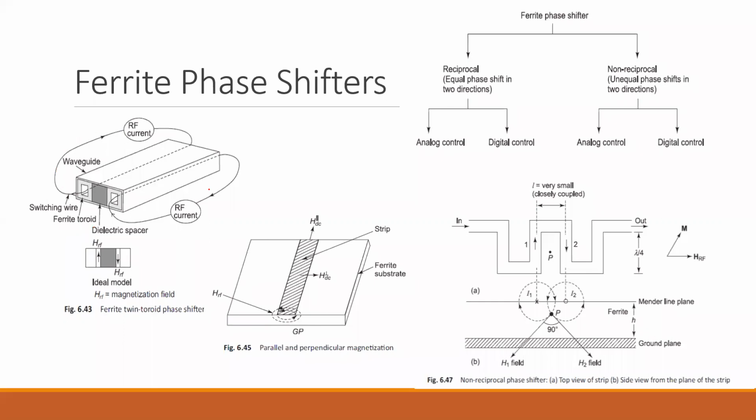Due to these things, you will be introducing a phase shift using the ferrite material. It is because of the resonance field introduced in these kinds of devices. In association with this, there are two classifications. One is the reciprocal, in which you have equal phase shifts in both directions. Such phase shifters are termed reciprocal phase shifters.